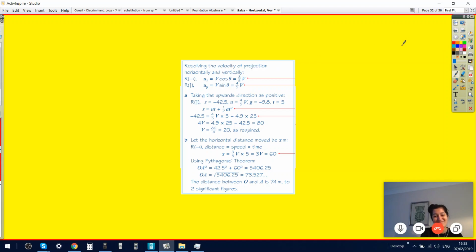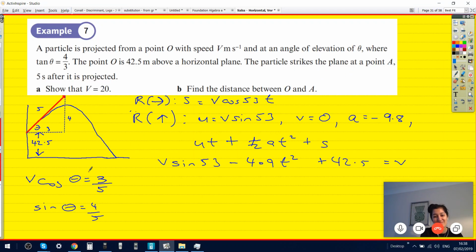V cos theta equals 3 over 5 V. Okay, so just times both sides by V. So cos theta is 3 over 5, so V cos theta is 3 over 5 V. Okay, so V sine theta is that. And so you can replace them. They just did the same thing, didn't they? Yeah, okay.